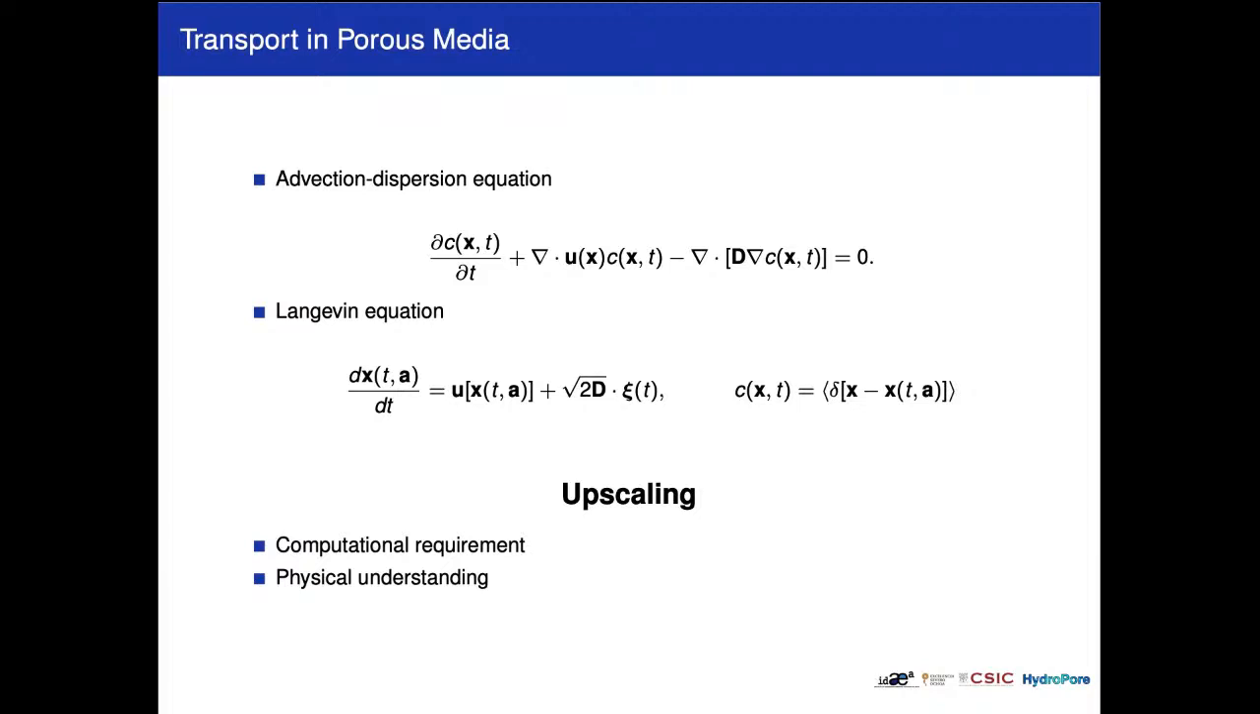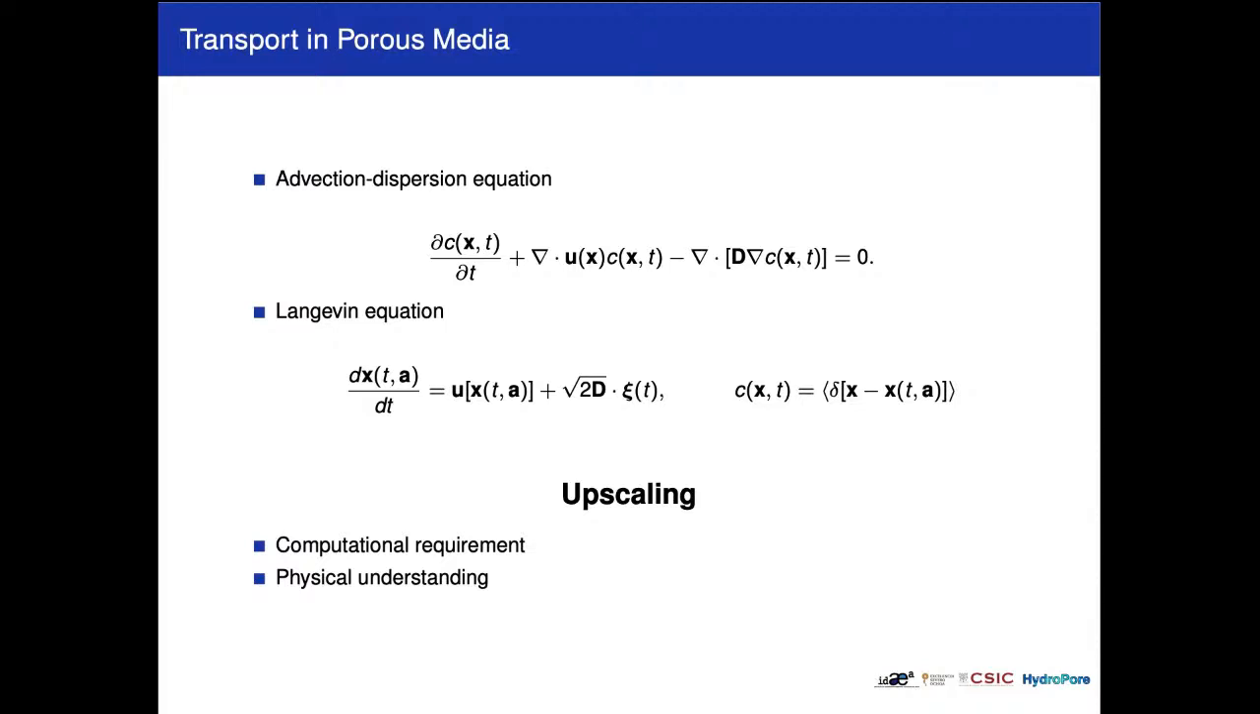Now you could say, okay, if we know how the detailed transport looks like, why should we do upscaling? The reason is there is a computational requirement, because we are typically not able to represent so much information as we need in order to resolve all the smallest scales. So there's a characterization problem. If I want to solve transport on a regional scale, I cannot resolve this medium structure, for example, on the pore scale.